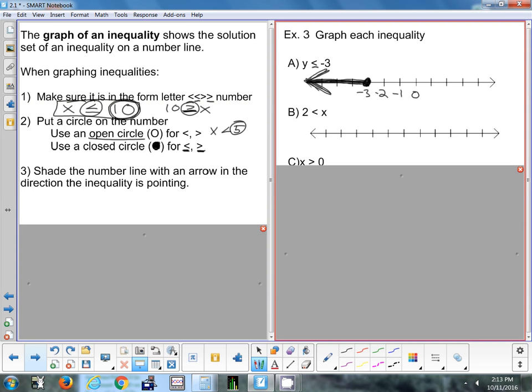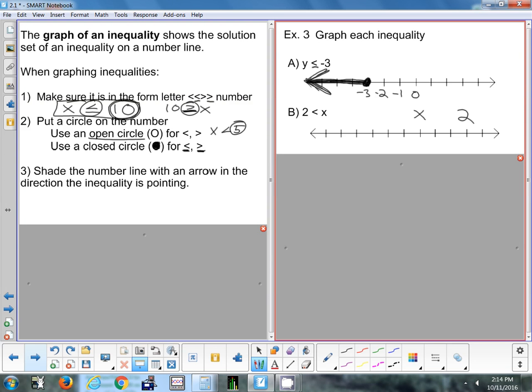All right, second one, a little trickier. Okay, Natalie, is the second one 2 less than x? Is that written the way I want it? No. What's wrong with it? That's backwards, right? I don't want the letter on the right. I want the letter on the left. I want the number on the right.